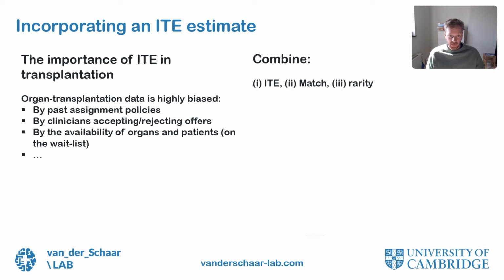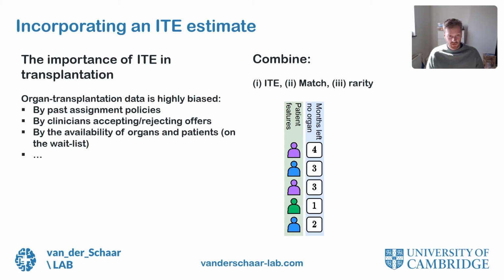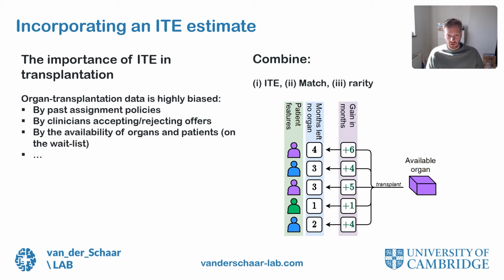We do this by considering the patient features, which here range from purple to blue to orange, but also the months that are left for the patient without an organ. In this case, the first patient would have 4 months left, and the available organ and what it would have on potential outcomes given these patients on the waitlist. So for the first patient who had 4 months left to live, we would say the available organ has an additional 6. This is because the features of the organ best match the features of the patient, both being purple.